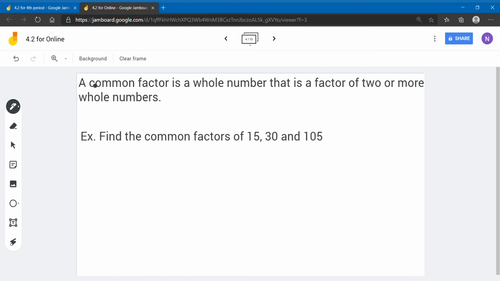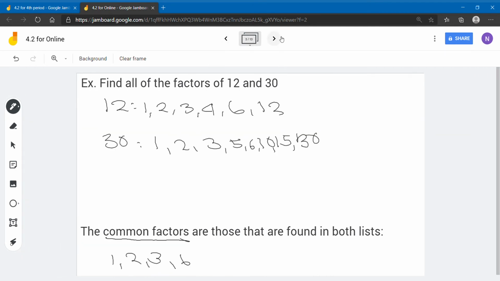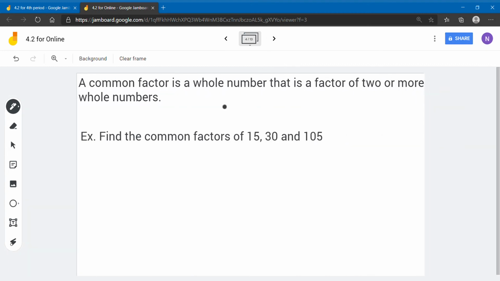Again, here's the definition of a common factor. A common factor is a whole number that is a factor of 2 or more whole numbers. So as you can see, you are sometimes given more than 2 numbers. Sometimes you're given 4 or 5. But in this case, for now, you're only going to be given up to 3 numbers. Let's find the common factors of 15, 30, and 105.